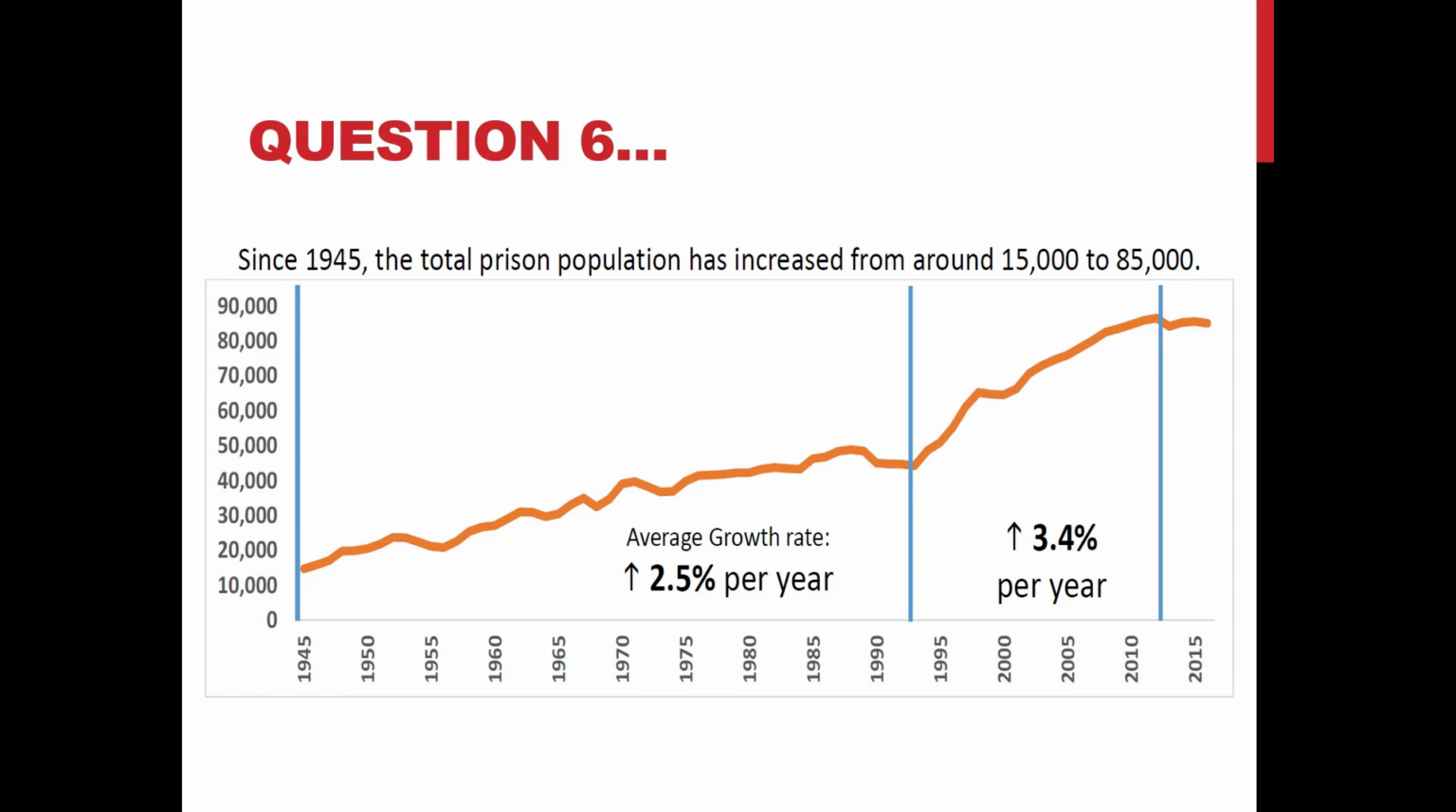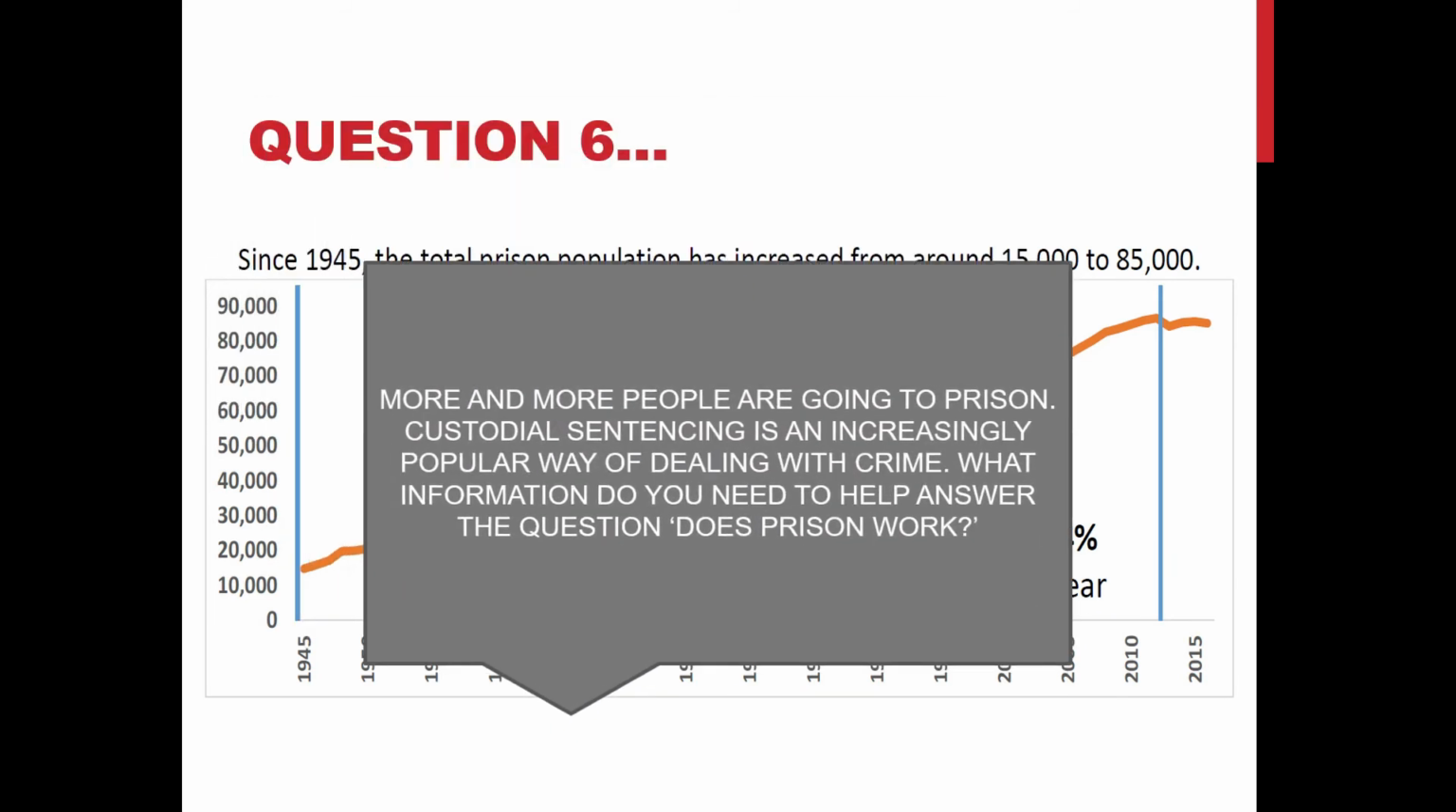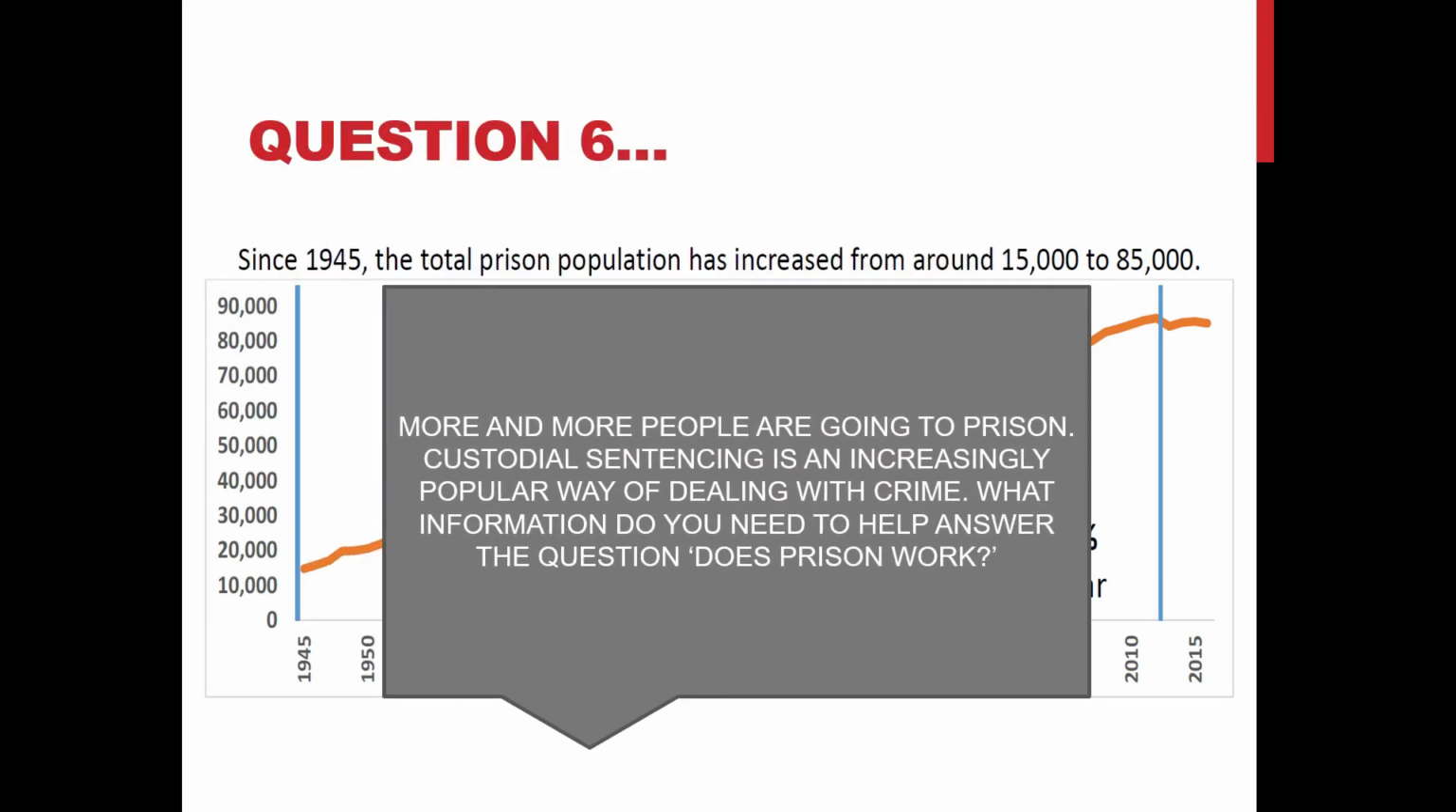And what we have to suggest here is that we maybe are using prison as the easiest option when punishing people for committing crimes. Again, this is an area you'll look closely at in your crime section in the second year of study. More and more people are going to prison. Prison sentences, or more commonly known as custodial sentencing, is increasingly becoming a popular way of dealing with crime and criminals. Is it the easy option?